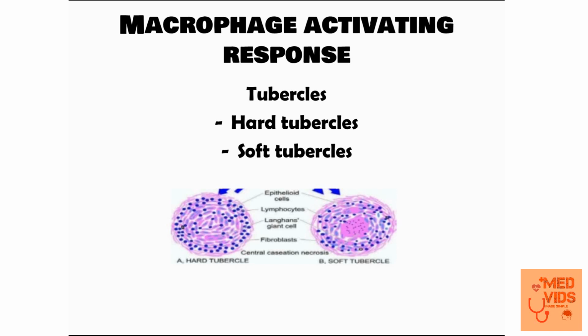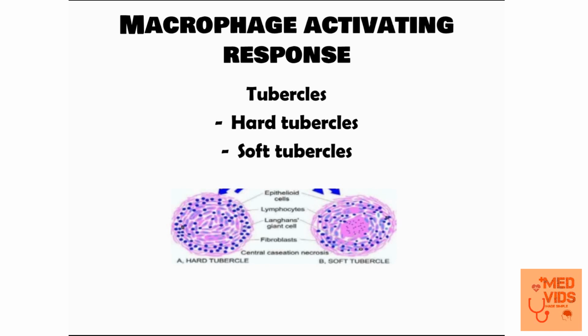So if the macrophages are working normally, and if the immunity of the person is actually good, we can see formation of something known as tubercles in the lungs of the patient. These tubercles are classified into hard tubercles and soft tubercles. If tubercles are forming, it is actually good. It actually means that the person has immunity against tuberculosis and it's working well.